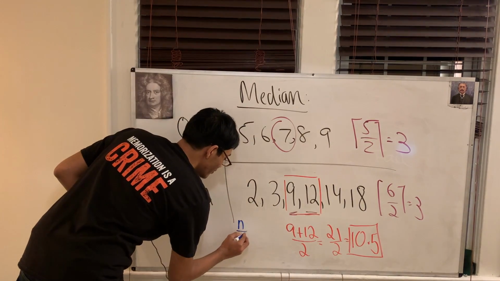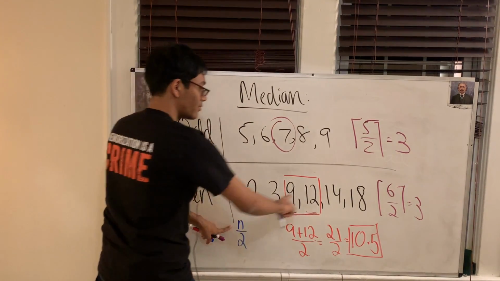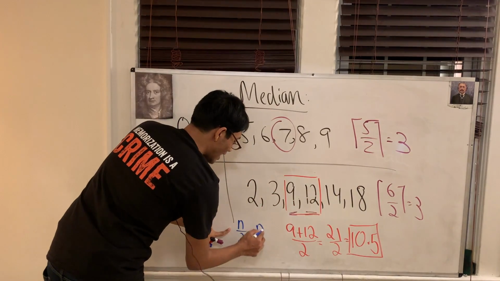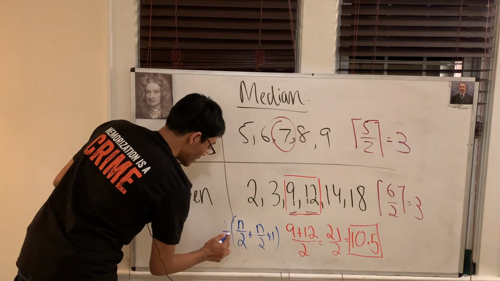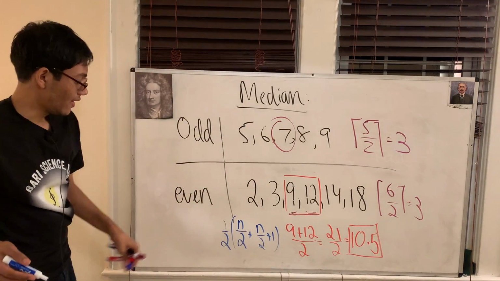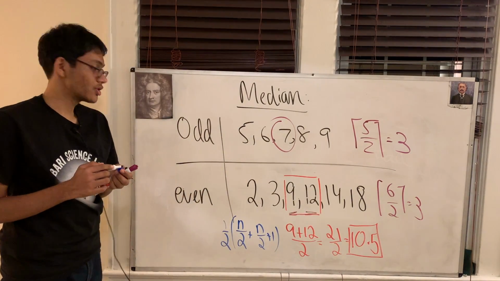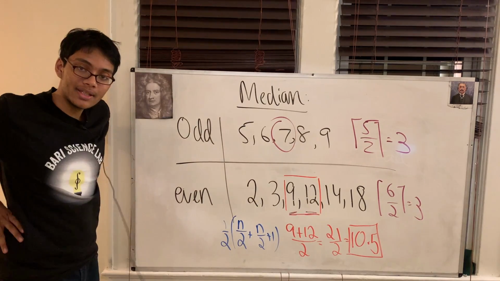Let me make things clear for you. Look at your n/2 data value, where n is the number of data values you have. Then look at your n/2 plus 1 data value and average those guys up, and that's going to give you your median for an even number of numbers. Okay, that's how you calculate the median.